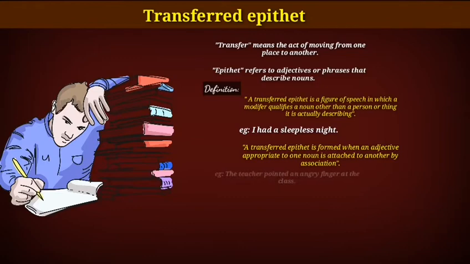The example is: the teacher pointed an angry finger at the class. Here, the epithet is angry, so let me ask you again a question: whether the teacher was angry or his finger was angry. The answer is the teacher was angry, but the epithet is transferred from the teacher to his finger. So, here it is transferred epithet.